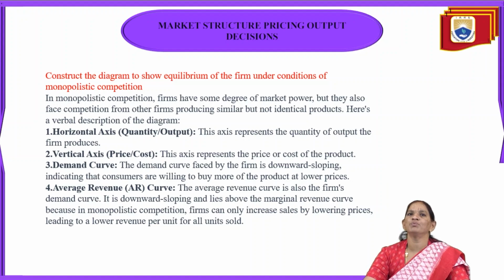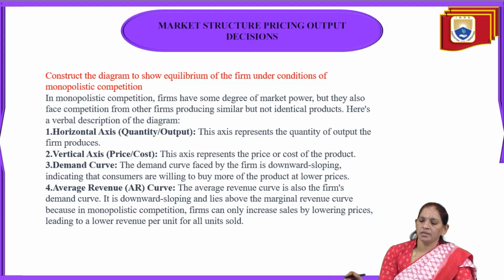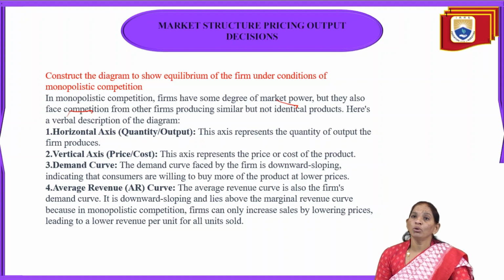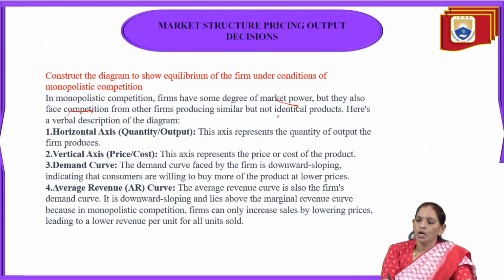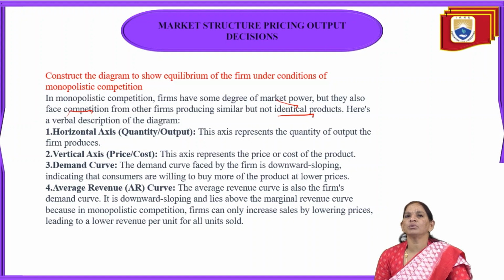under the conditions of monopolistic competition. As we know, monopolistic competition is another form of imperfect market structure where there are a large number of producers and buyers, but the main feature of this market is product differentiation. Here we identify some degree of market power, and firms also face competition from one another, but the products are not identical. Due to product differentiation, the products are different.